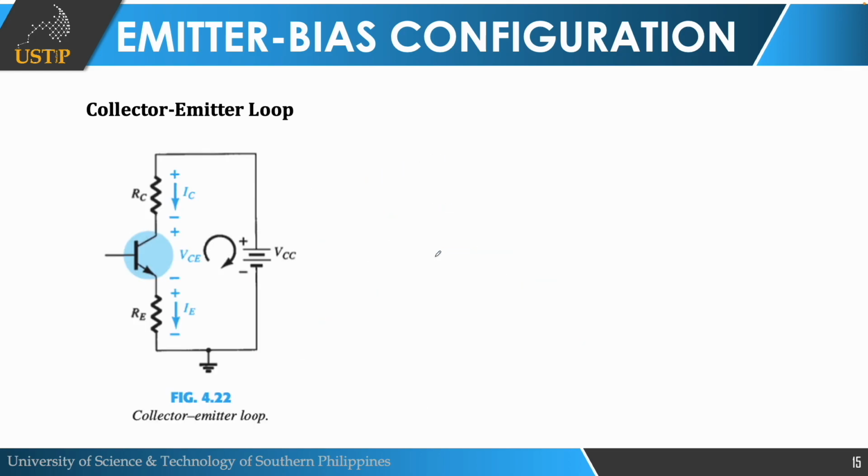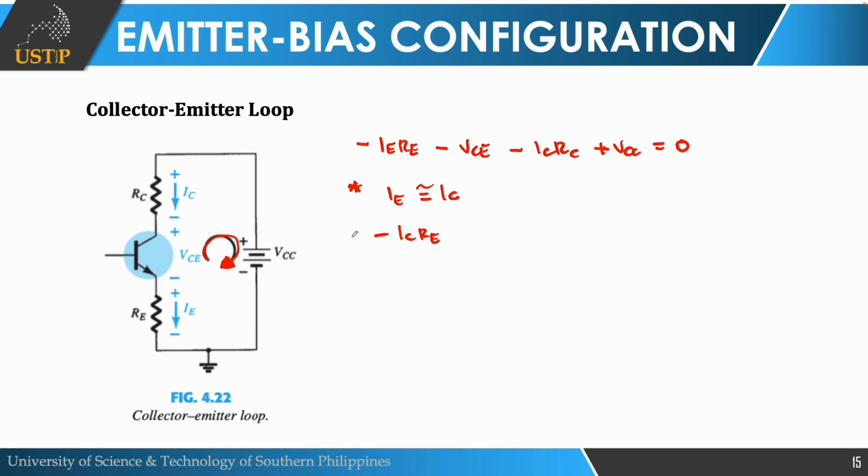So we have, again, KVL. We use KVL here. So we can have negative IERE minus VCE minus ICRC plus VCC is equal to zero. Now, we can also assume or approximate IE to IC. Okay, if you're given a beta value, you can get the alpha, but the difference will be very negligible. So let's just approximate IE to IC. So let's substitute IE with IC so that we can get an expression of VCE in terms of IC and some other parameters.